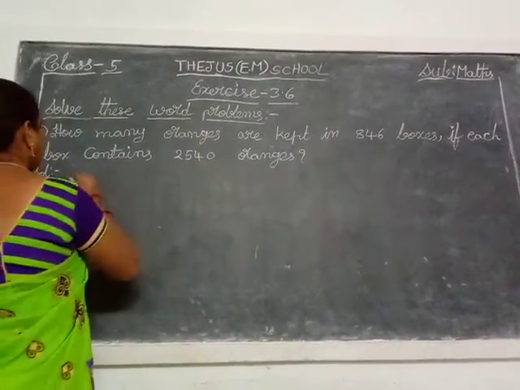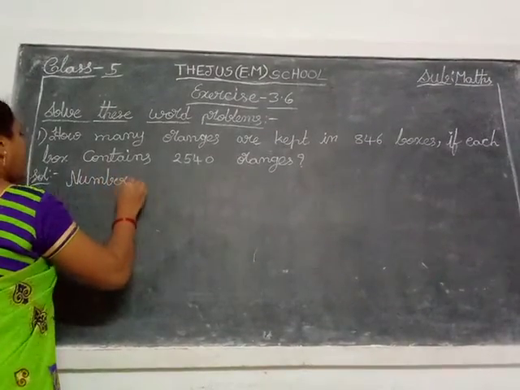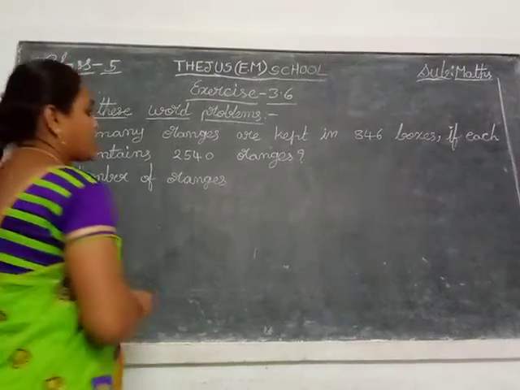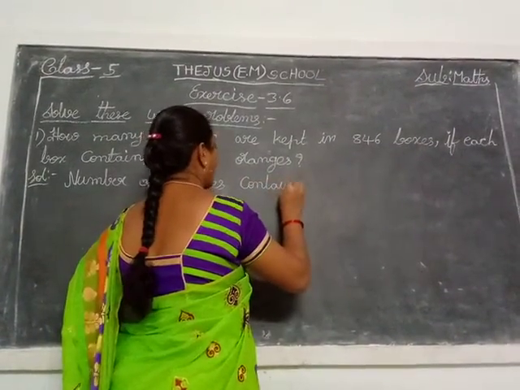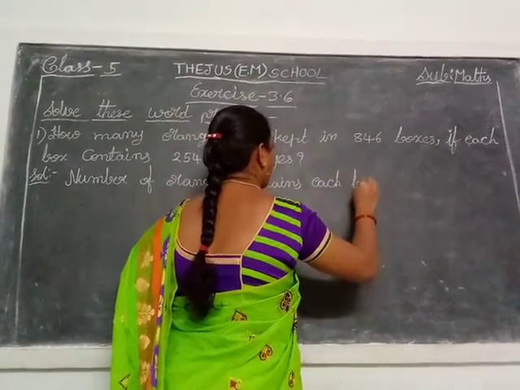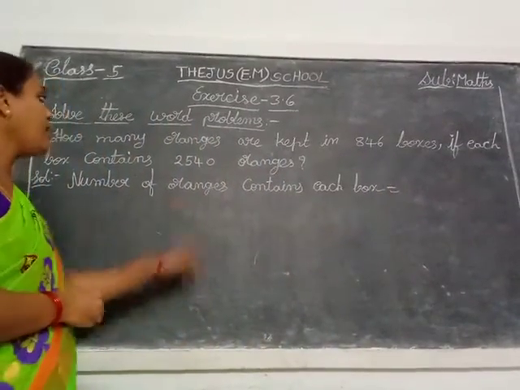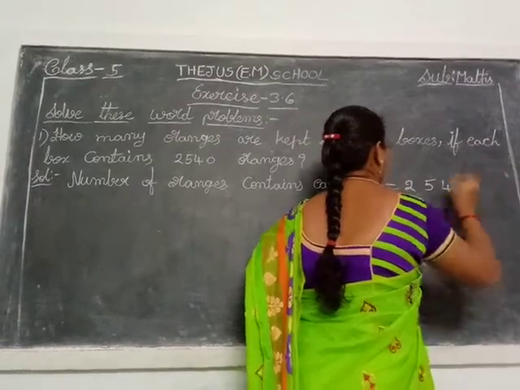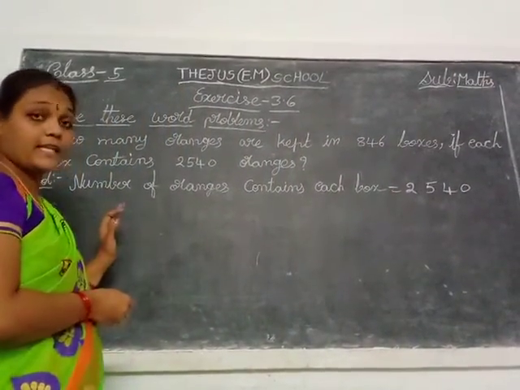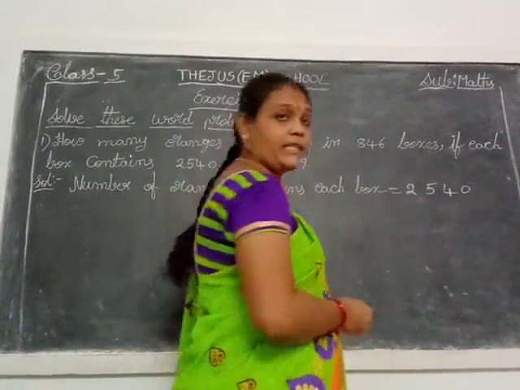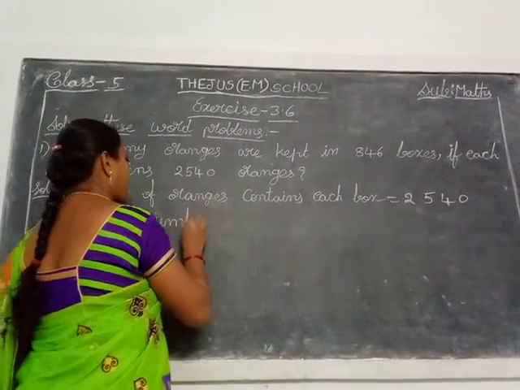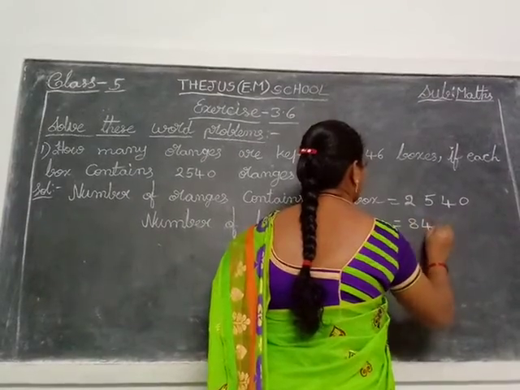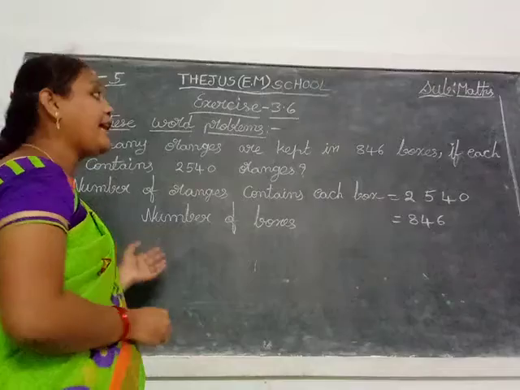Okay children, first write here number of oranges. Number of oranges each box contains. Each box contains how many oranges, children? 2540. So right here, 2540. Okay? Next, number of boxes. How many boxes, children? Number of boxes? 846. So right here, 846. Now we find out how many oranges are kept in 846 boxes.